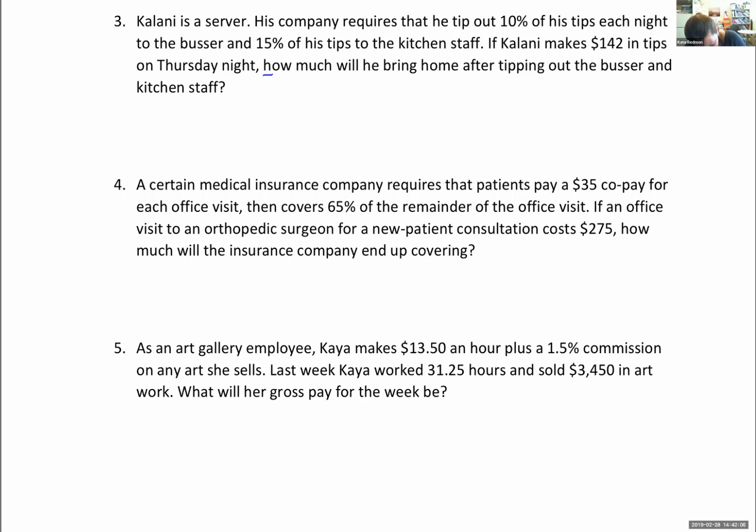It says, how much will he bring home after tipping out the busser and the kitchen staff? So yes, Maricela's right. We're going to have to take out the tips for the busser, take out the tips for the kitchen staff. We're looking for how much Kalani's going to have left after he gives his money away, right? We want to know how much will he have left after the tips.